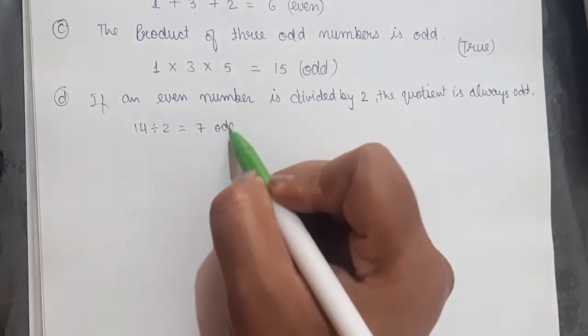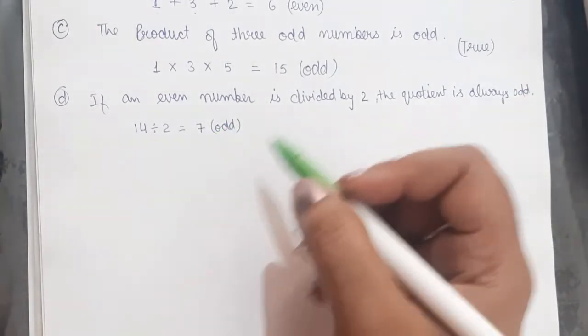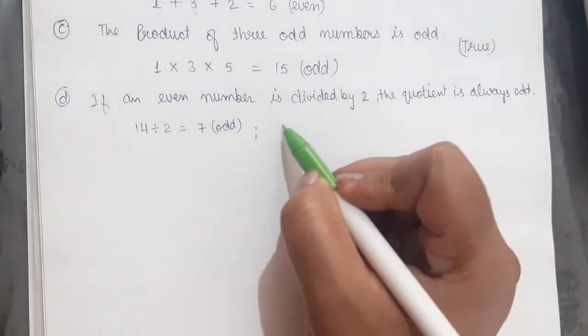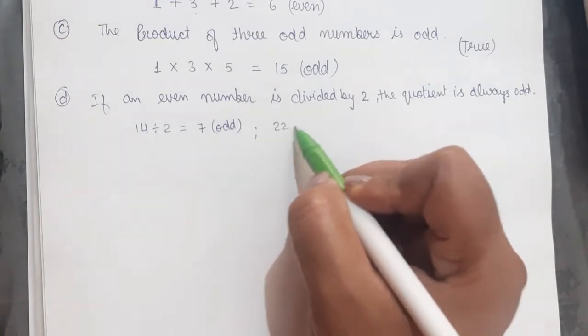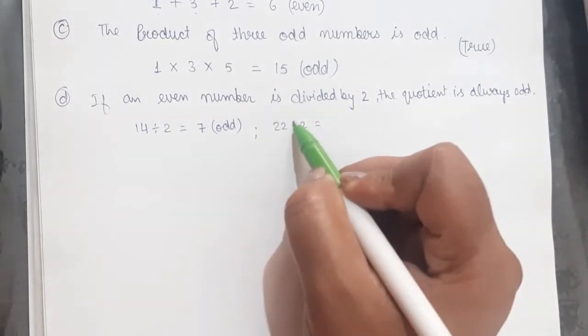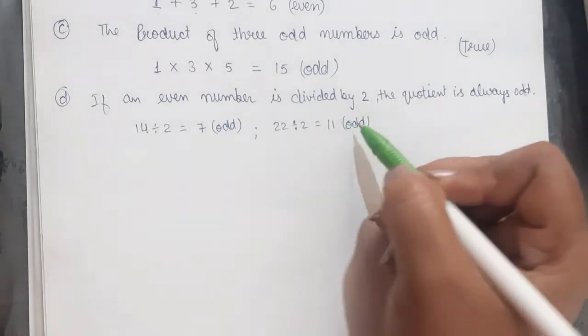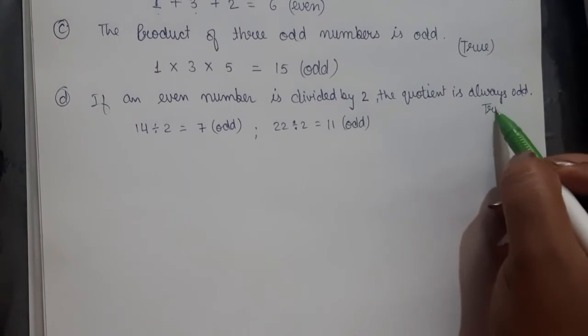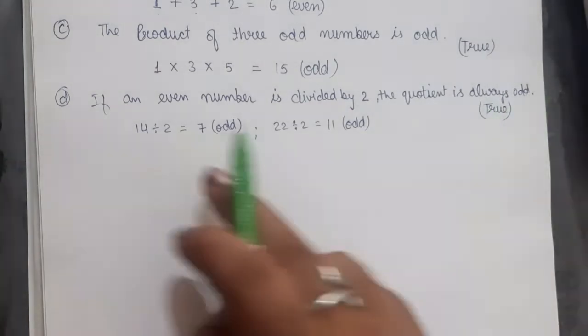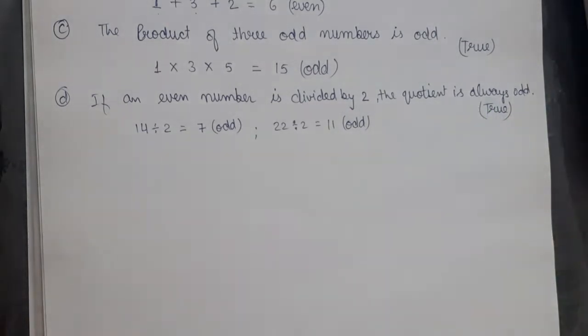I am having an odd number. I can take another example also. I can take 22 divided by 2. What will I get again? I will get 11. That is again an odd number. So that is true. I have proved it with the two examples.